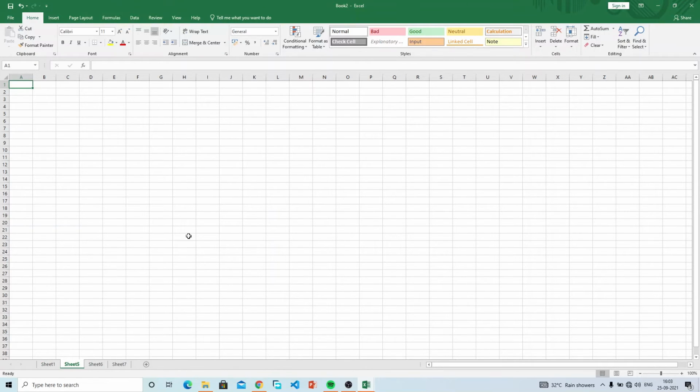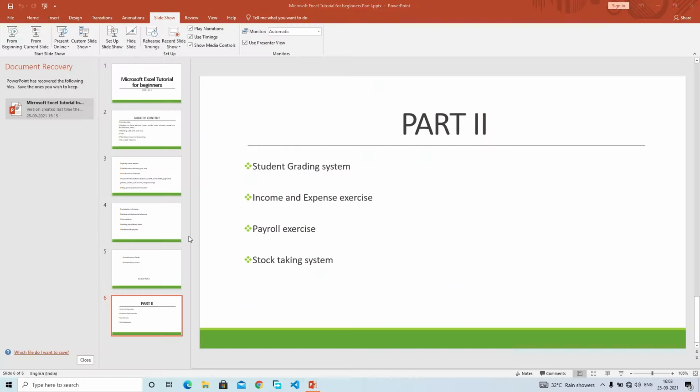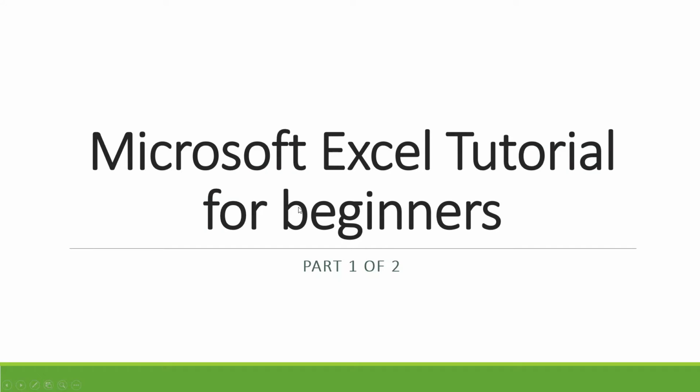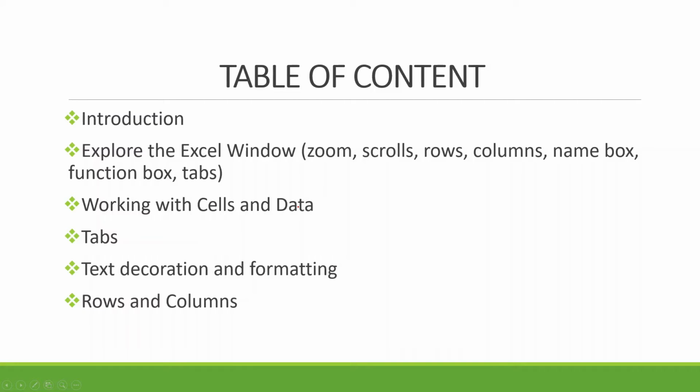All right, let's proceed. Let's check with our table of contents to know where we are going next. So the next thing that we'll be doing is we'll be working with cells and data. I just explained to you how cells work. So we are going to enter some data inside and try to play around with the data, and then we see what happens.